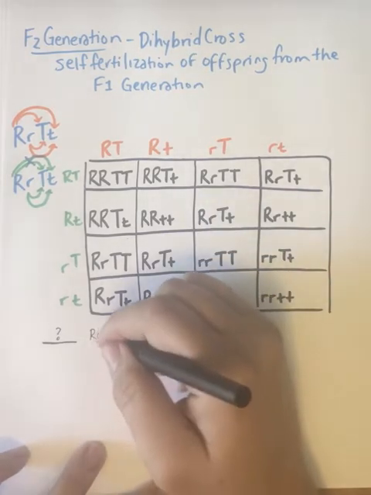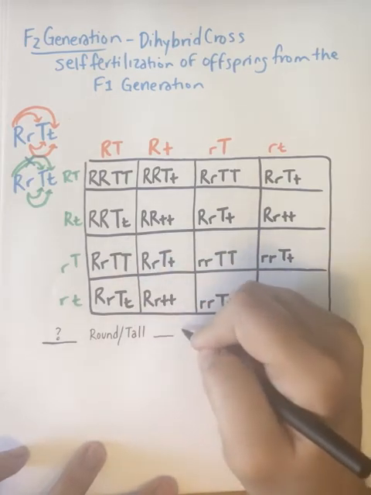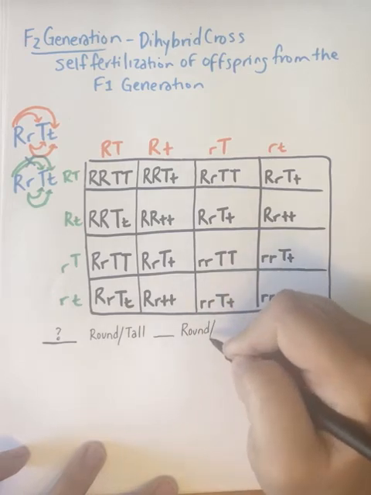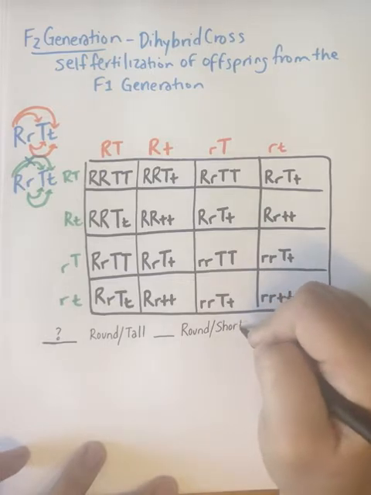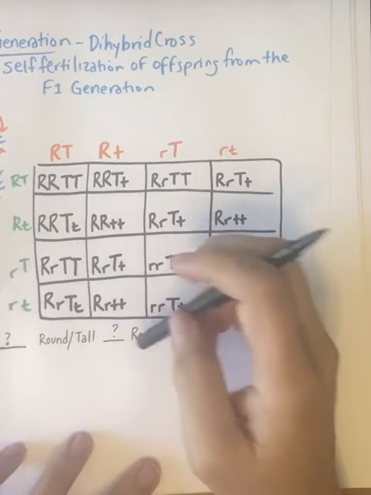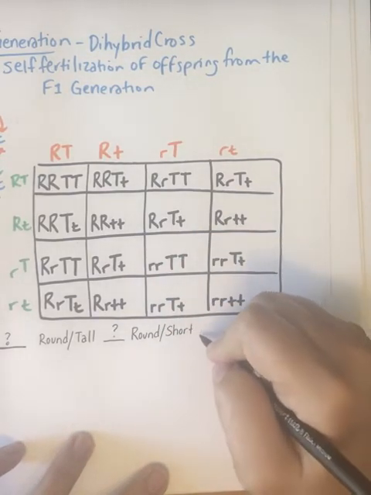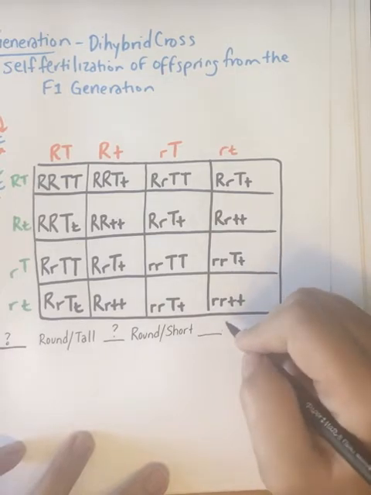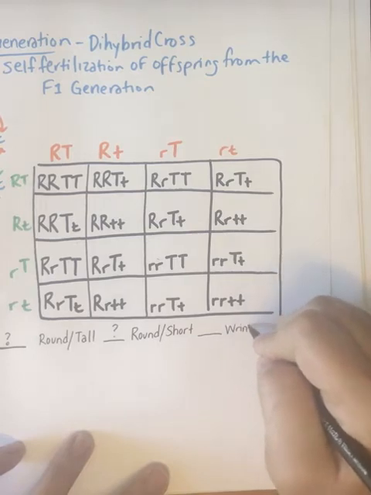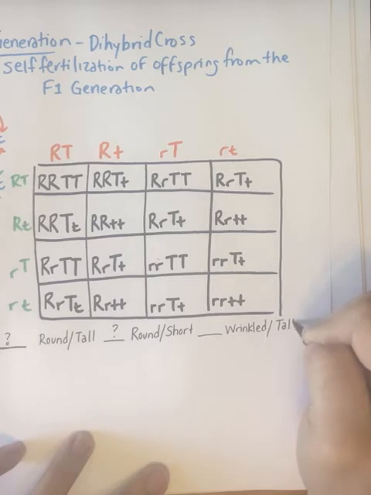Now, after you found out how many were round and tall, then you need to calculate the number that are round, but they are homozygous recessive, so they're short. This is going to be a number. Then you calculate not if they're round, but the next thing is if they're wrinkled. So wrinkled means they're homozygous recessive, 2 little r's, but they are tall, so their second trait is tall.